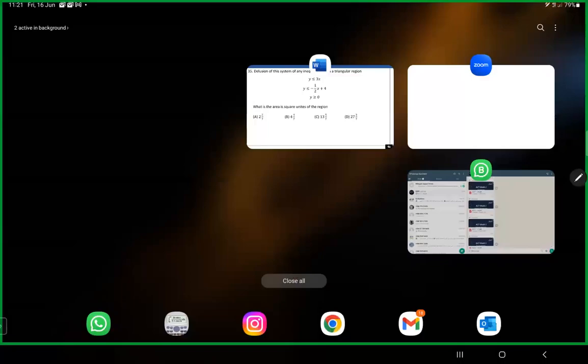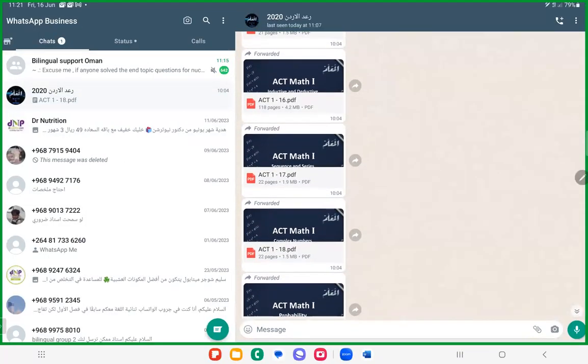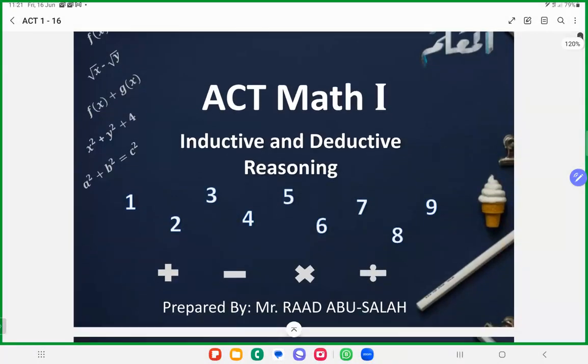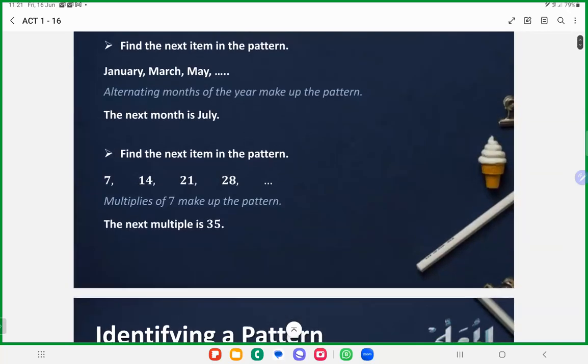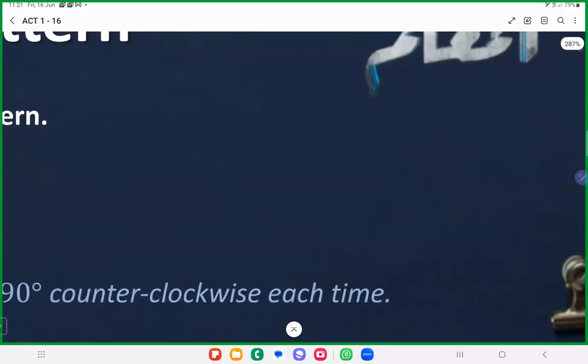Chapter 16, which is inductive and deductive reasoning. It's a long chapter. Just what I'm asking you, please. Remember 3 major things. The first of all, when is a conditional statement true or false?